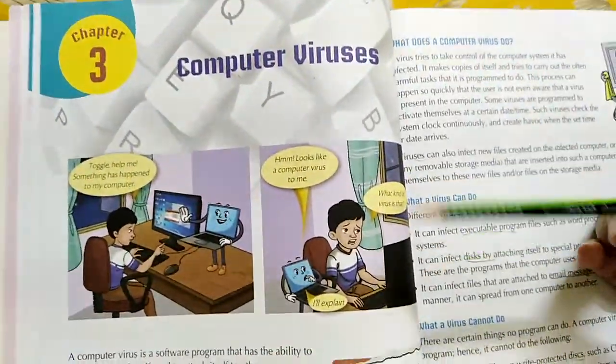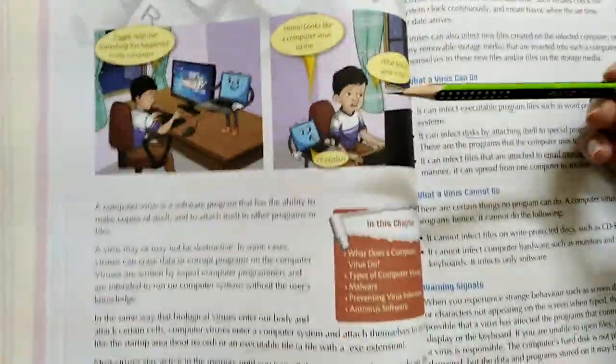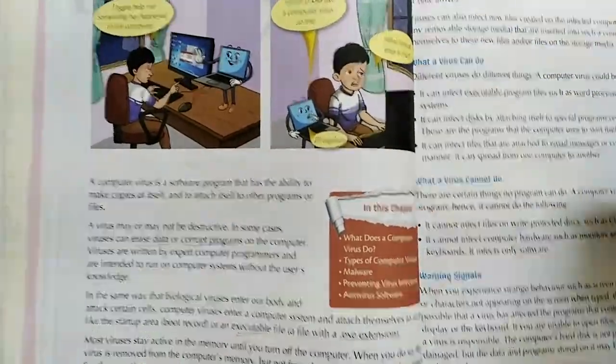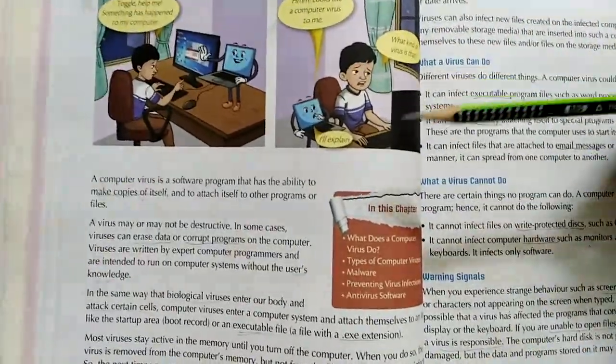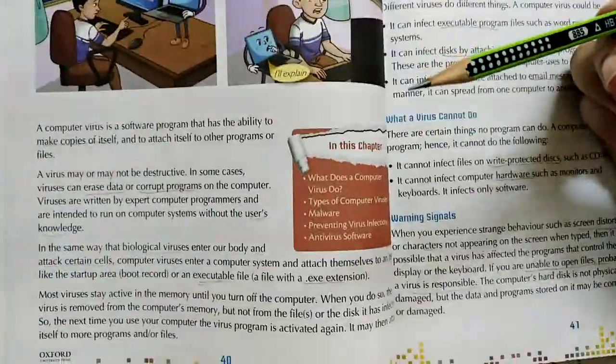Today we are going to revise our chapter number 3, which is computer viruses. In this chapter you have learned about the viruses, what are the viruses, how many types of the viruses are there, how you can prevent them, and what are the functions of the viruses.